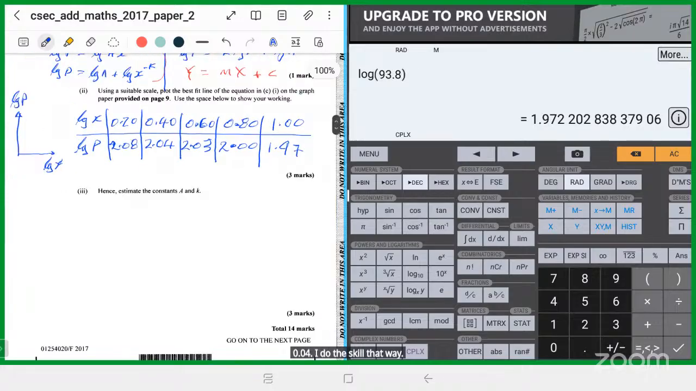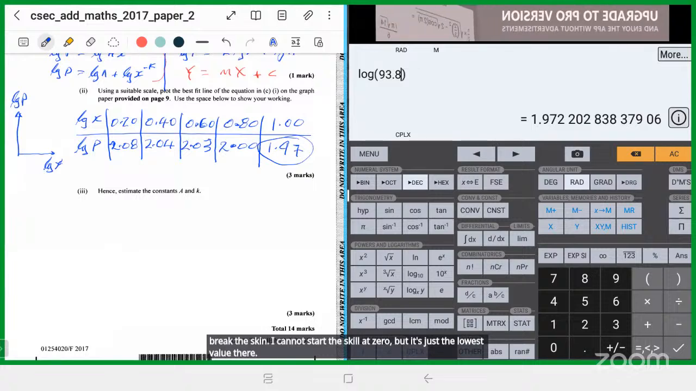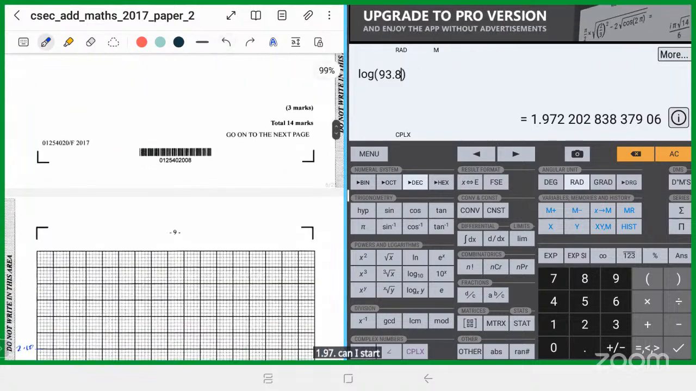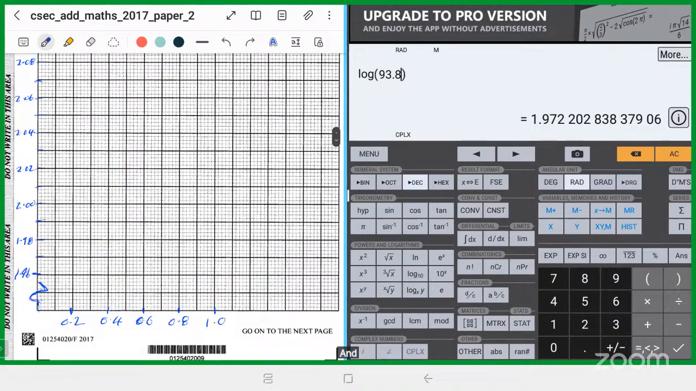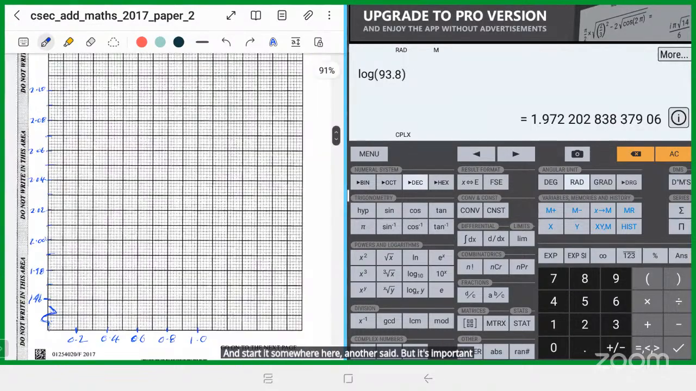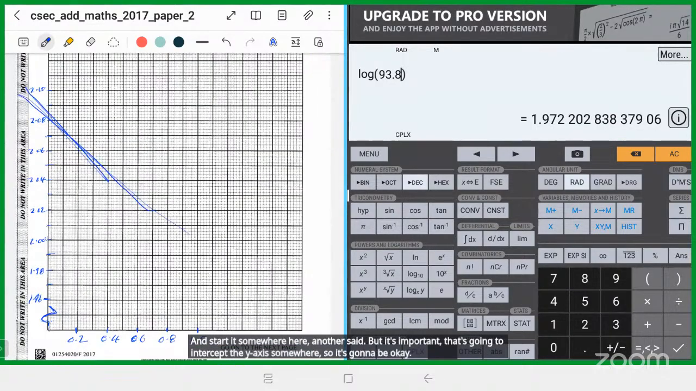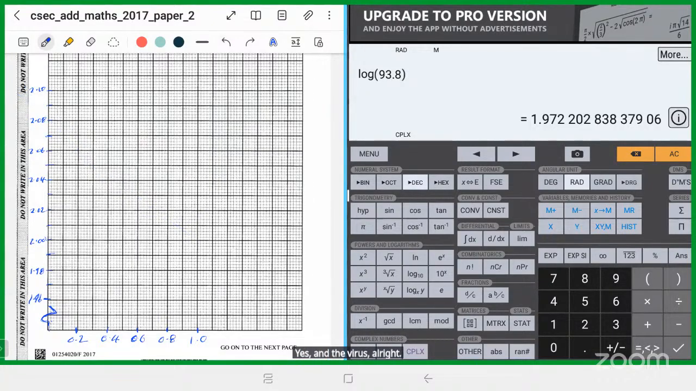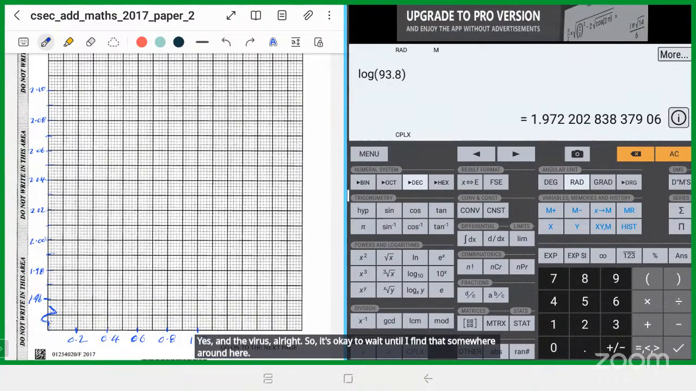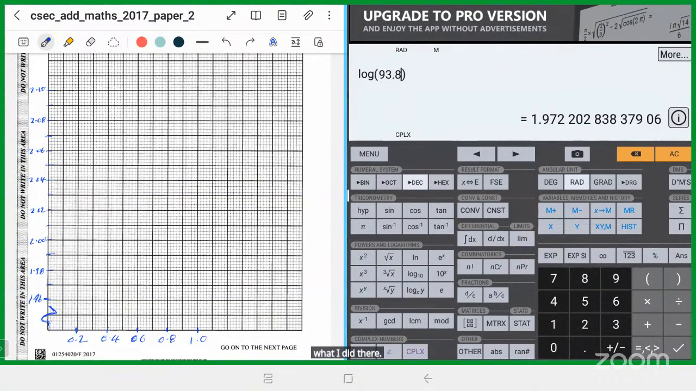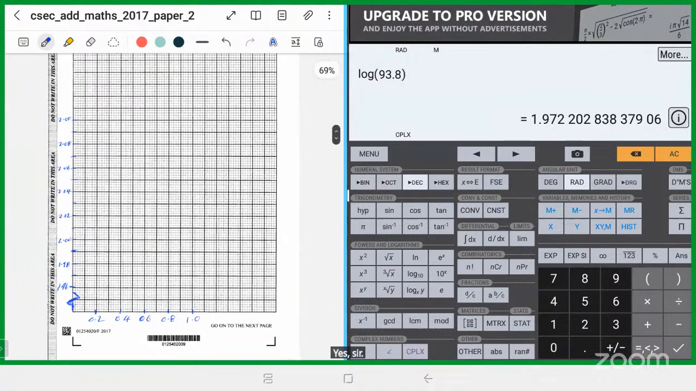Now to break the scale, you can't start the scale at 0. The lowest value here is 1.97, so you can't start the scale at 0 down here. It won't fit. So you break the scale and start it somewhere here. What is important is that it's going to intersect the y-axis somewhere up here, so it's okay based on the values. So it's okay to break the graph and start somewhere down here. Do you understand what I did there? You have to practice. Good. You can't start the scale at 0, or you're going to run out of graph space.